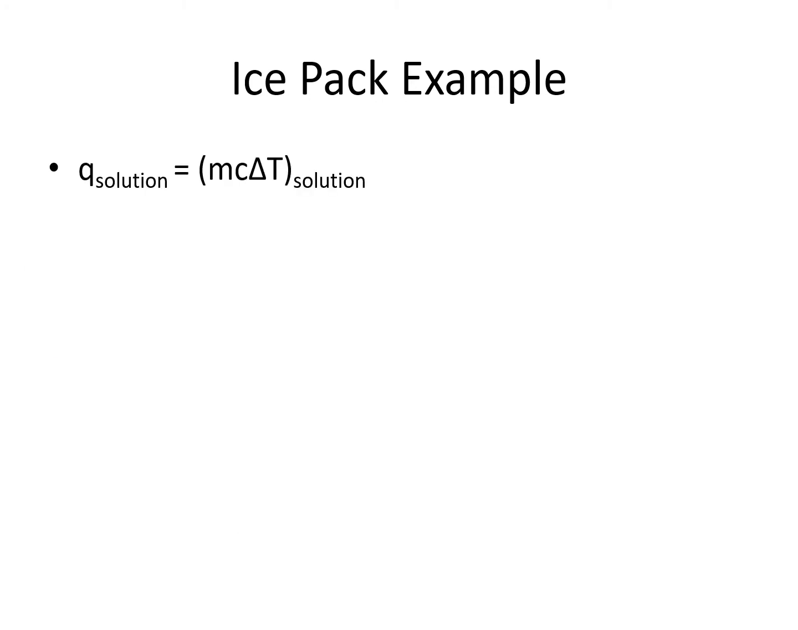We're going to use our Q equals mc delta T equation. This time we're doing it related to the solution. The solution is made up of the salt mixed with the water. It's both things combined together. Rather than doing the equation twice, we just need to do it once, but with everything related to the solution. Q of the solution equals mc delta T of the solution.